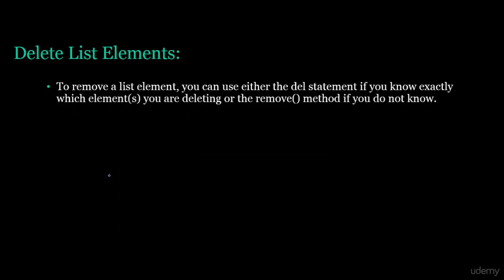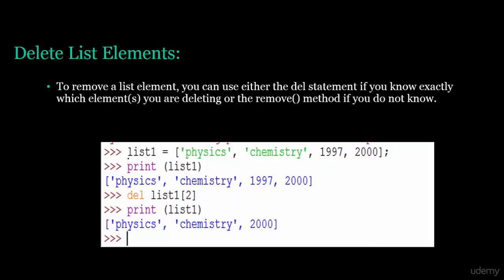Deleting list elements. To remove a list element, you can use either the del statement if you know exactly which element or elements you are deleting, or the remove method if you do not know. Here, this is our list 1, physics, chemistry, and if I print, this is our list here. If I type del list1 of index 2, this is index 0, 1, 2. This will remove this. If we print our list again, we will see this.